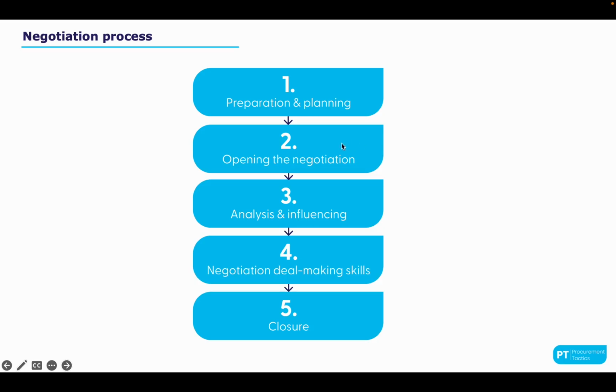Number 2 is to open the negotiation. When the negotiation is open, there's always phase number 3 where you analyze and where you influence. Then you have to have the negotiation deal-making skills to come towards closure. We have a further template to express this in a bit more detail, but as a starter, this is the clear negotiation process.